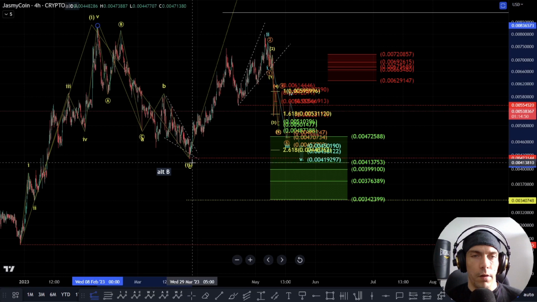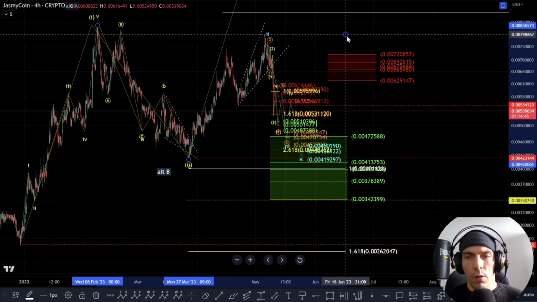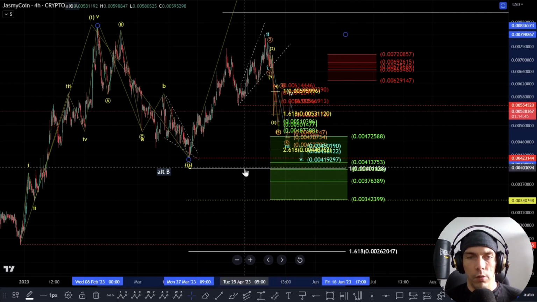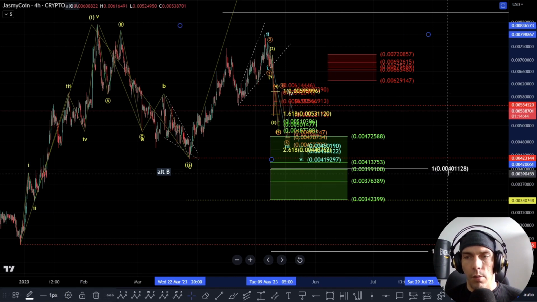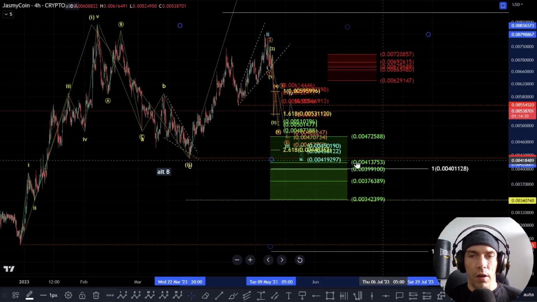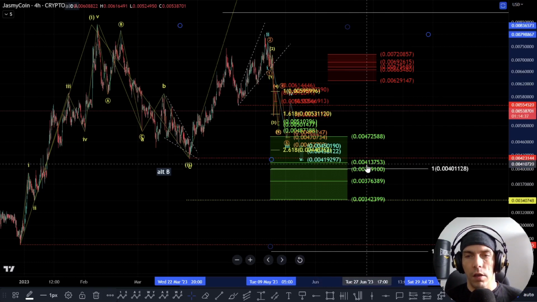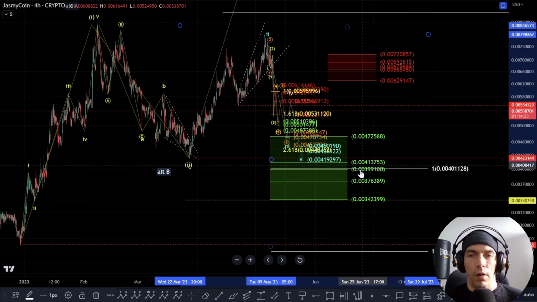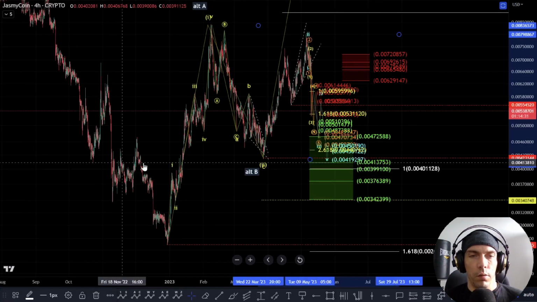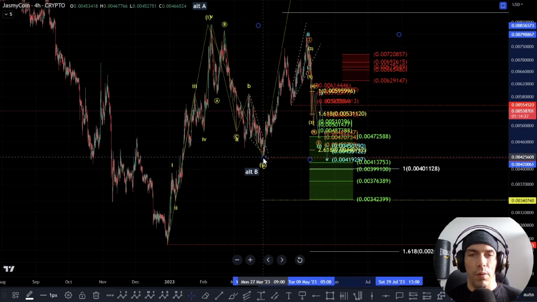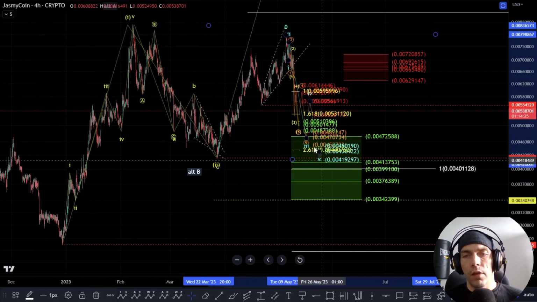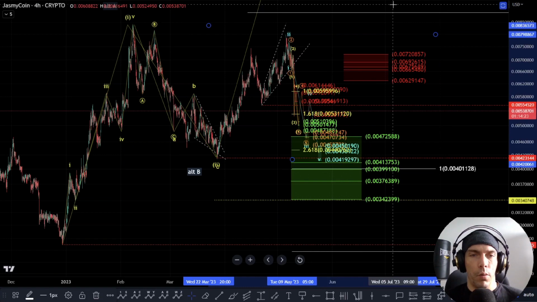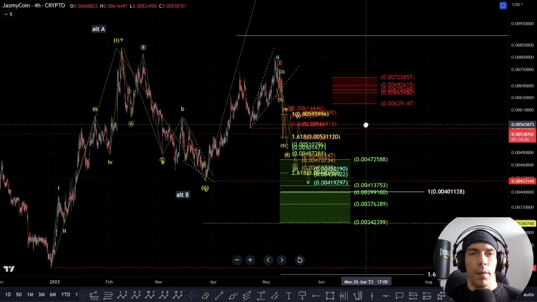If we did break down and it was just a corrective structure, what we could actually do is actually look to come back and retest this area of the 00401128. Now that would bring us right back into this golden pocket, which is sitting here towards this 4137 to this 3991 area. Now this would be an interesting zone. Obviously it would be bringing us back into some of this previous structure that we've got here. It would be sweeping this low as well.